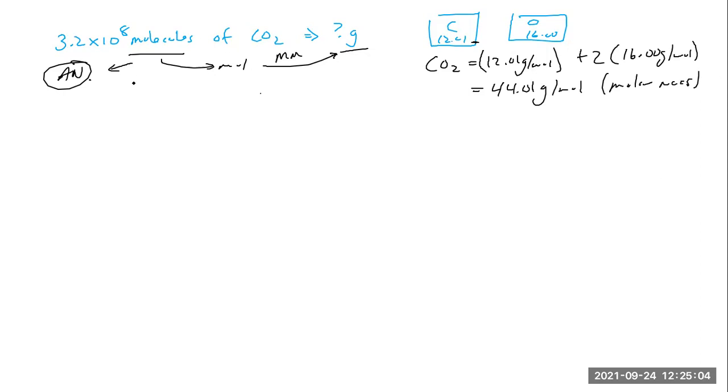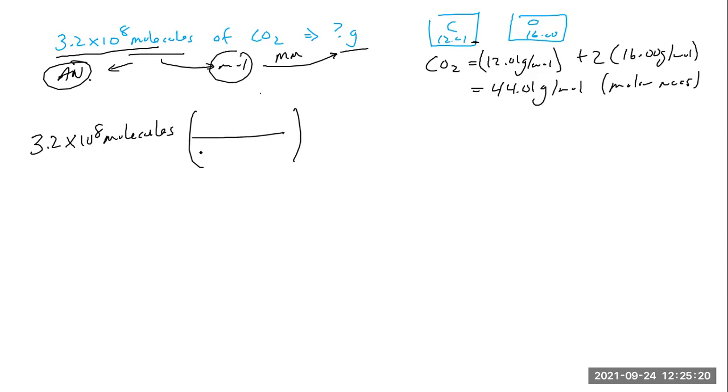So we will start our calculation here with the number that they gave us. So we'll take our 3.2 times 10 to the 8 molecules. This is where we're going to use Avogadro's number to take us from molecules to moles. And again, molecules would go on the bottom. So 6.022 times 10 to the 23 molecules, which is Avogadro's number, per mole.